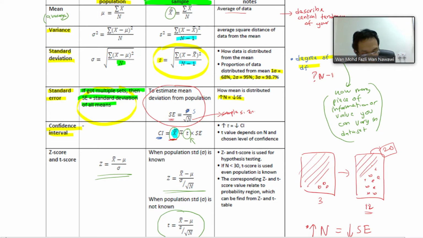This is coming from the top, so it's not this mistake here. This S here, this S.